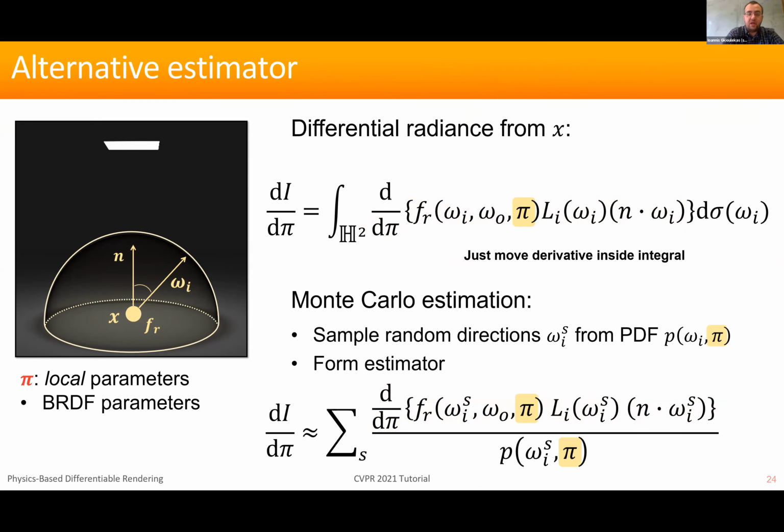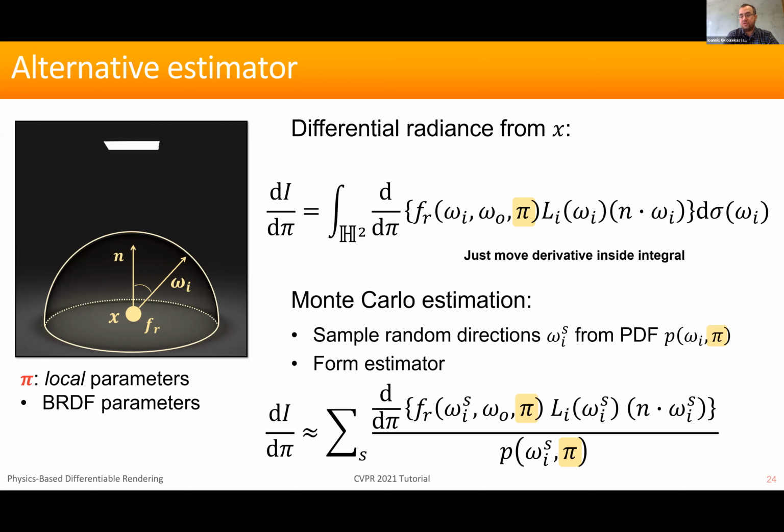For example, if we limit ourselves to the case of optimizing a BRDF, typically in direct illumination, we sample directions based on the BRDF. We sample directions that will maximize the BRDF term in the direct illumination integrand. So this means that in our Monte Carlo estimation, the parameter we're differentiating with respect to, pi, shows up both in the numerator and in the denominator.